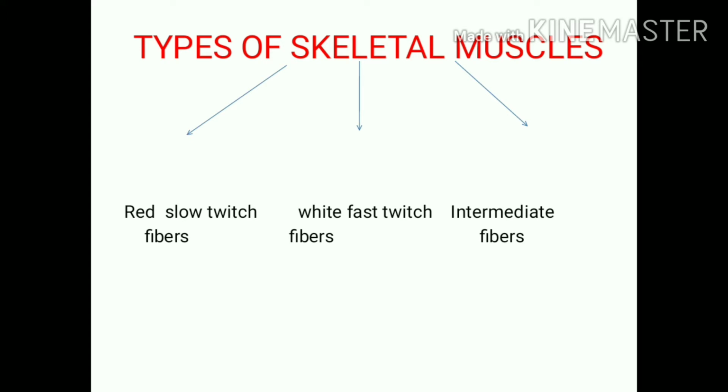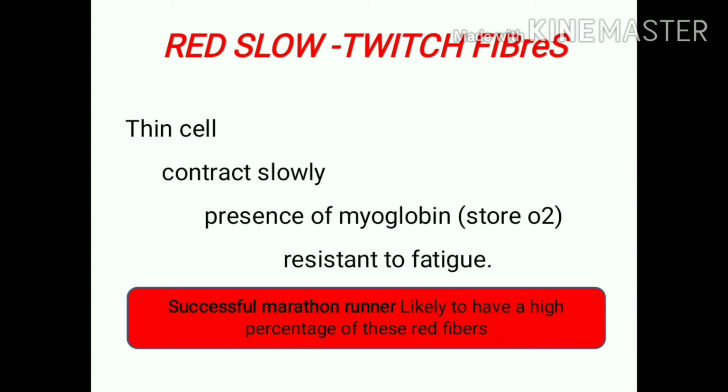So guys, there are mainly three types of skeletal muscle. Number one, red slow twitch fiber. Number two, white fast twitch fiber. Number three, intermediate fibers. So let us discuss the red slow twitch fiber first. They are thin, they contract very slowly, and there is presence of myoglobin, which looks like hemoglobin and stores oxygen in huge amounts, which is really helpful to resist fatigue. A successful marathon runner is likely to have a higher percentage of these red fibers.